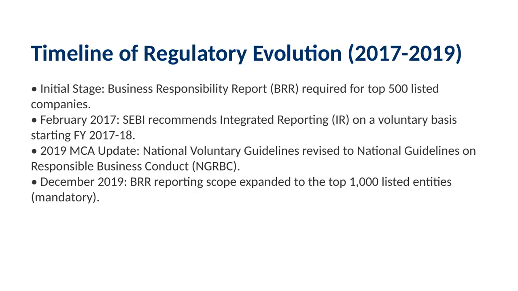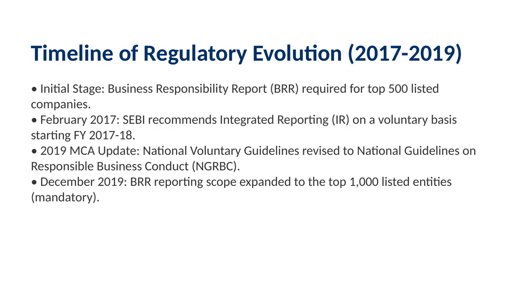First, we look at the early stages. For a while, the top 500 listed companies were required to file a Business Responsibility Report, or BRR, focusing on environmental, social, and governance parameters. Then, in February 2017, SEBI took a step forward by recommending integrated reporting, or IR, for these top 500 companies. This was initially on a voluntary basis starting from the 2017-18 financial year, encouraging companies to move beyond traditional financial statements and show how their strategy, governance, and performance create value over time.